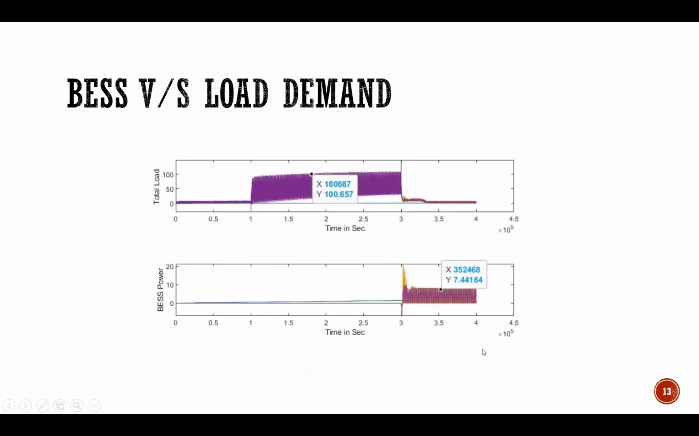So the battery versus load demand is given in this graph. The battery is generating approximately 7.44 kilowatts.